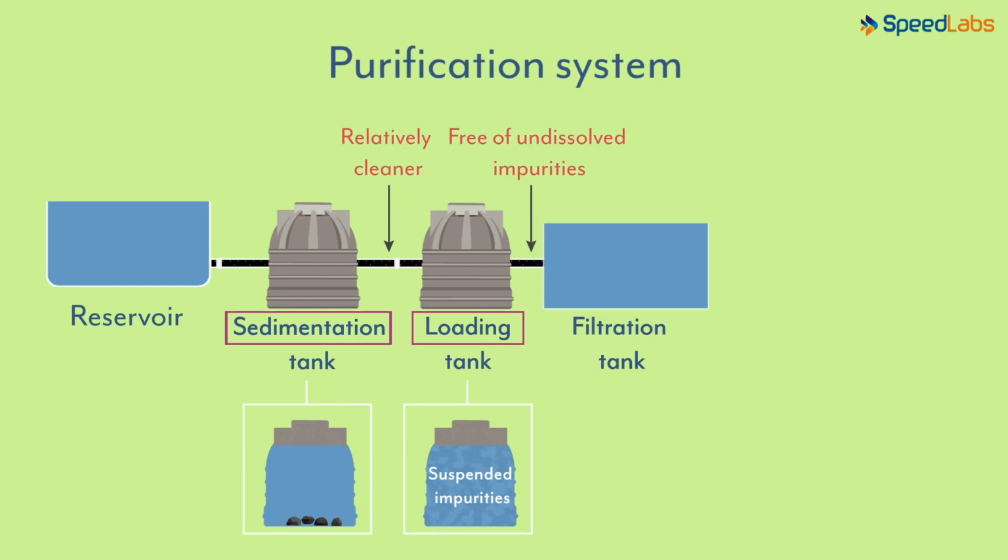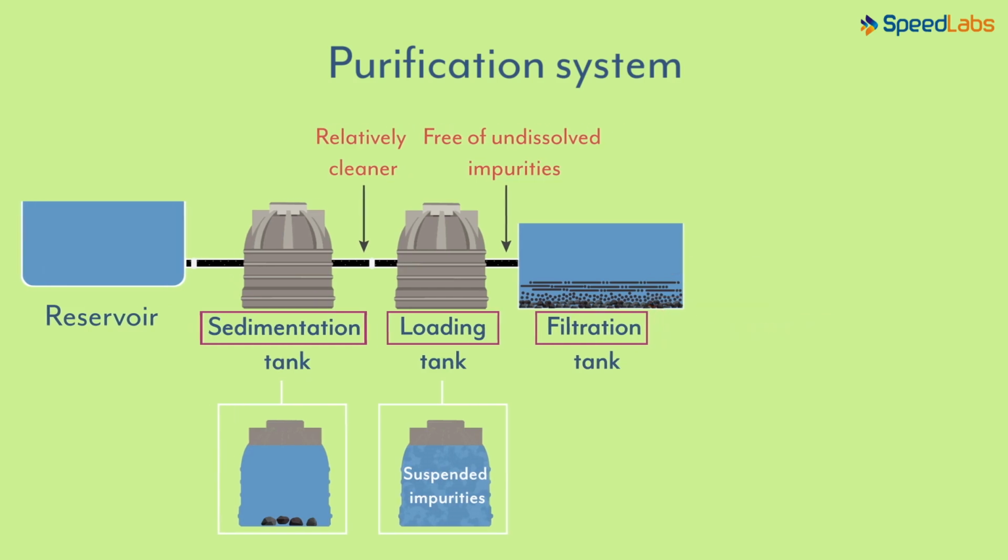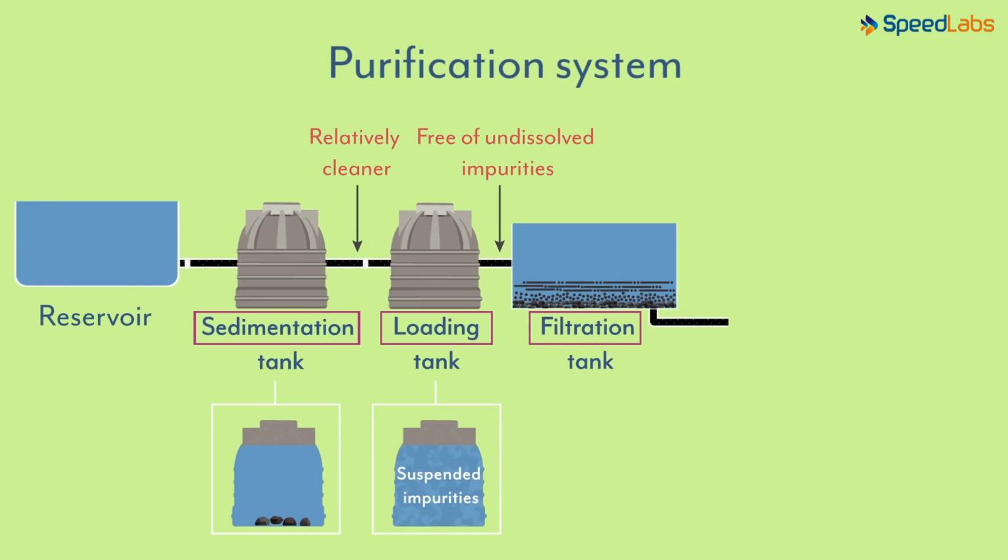a filtration tank. The filtration tank has three distinct layers, namely a layer of fine sand, gravel and coarse gravel. Well, when water moves through these three different sizes of solid particles, it acts as a filter at three different levels. What does it allow? Only the molecules of water to pass through and all other impurities are left behind.